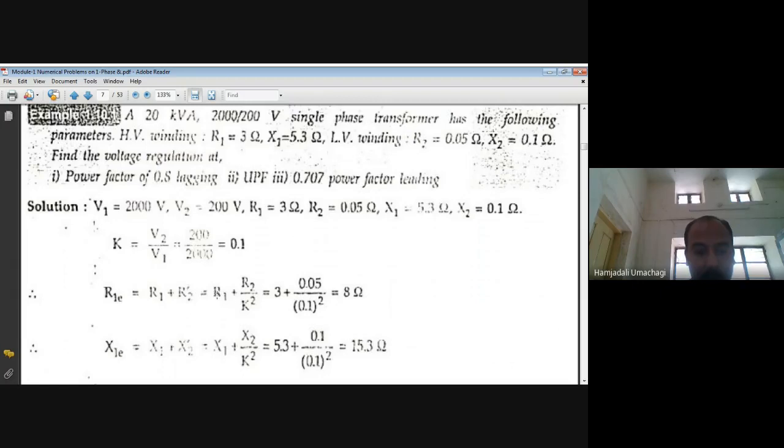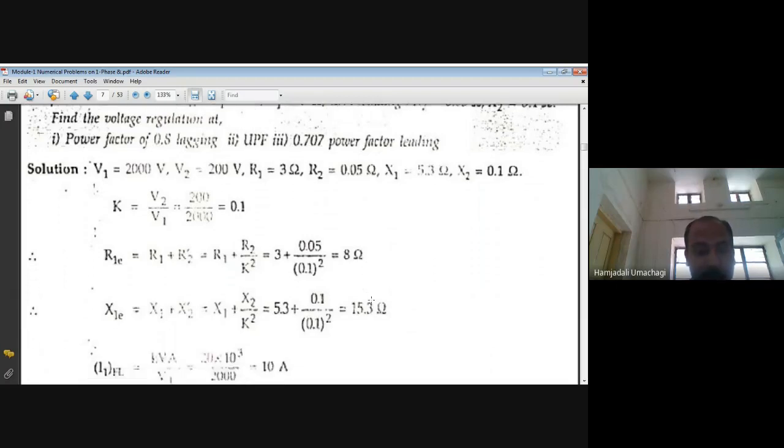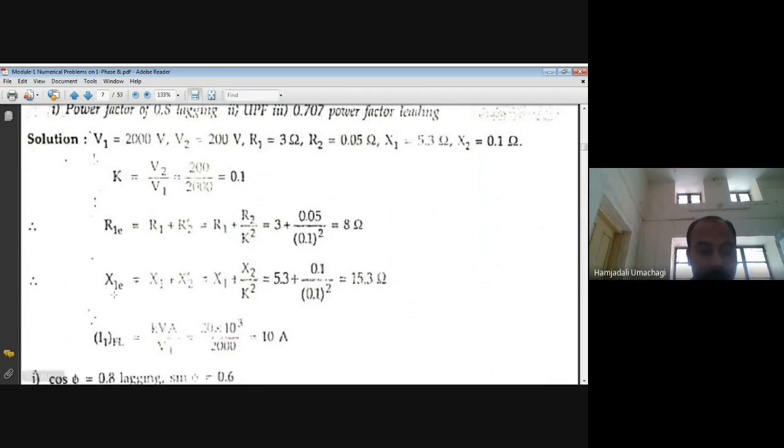So R1, R2 dash will be what? R2 by K square. R1 is 3, R2 is 0.05 and K is 0.1. Substitute all the values, then R1E is 8 ohms. Similarly, calculate for X1E. X1E is nothing but X1 plus X2 dash.